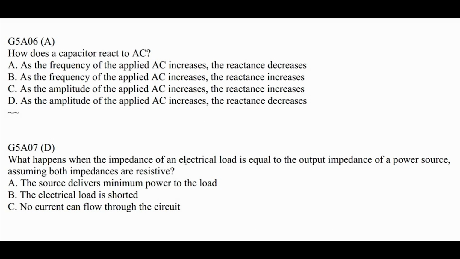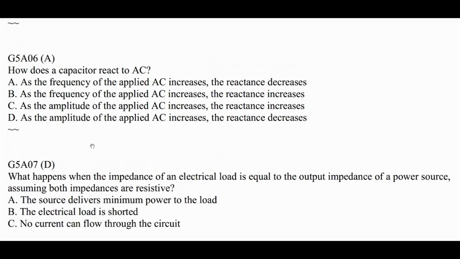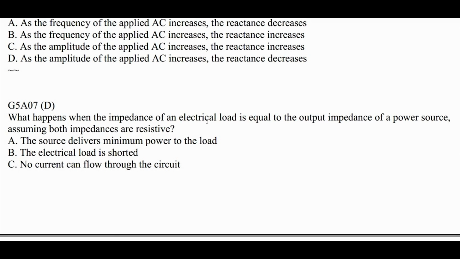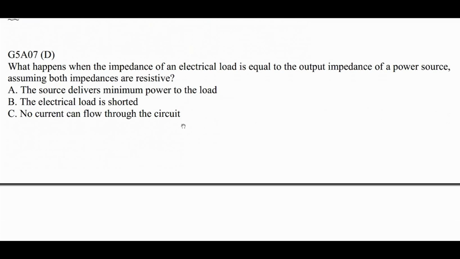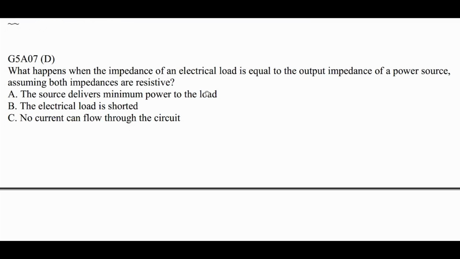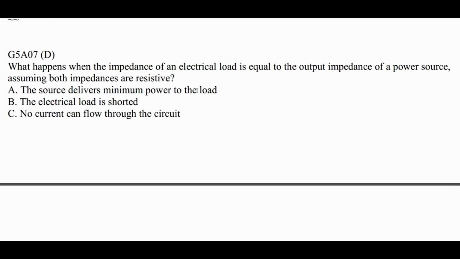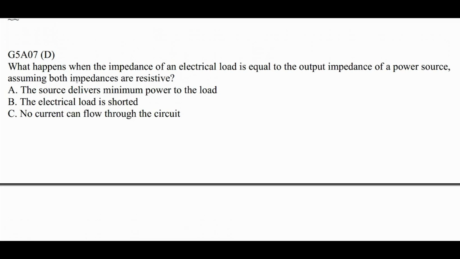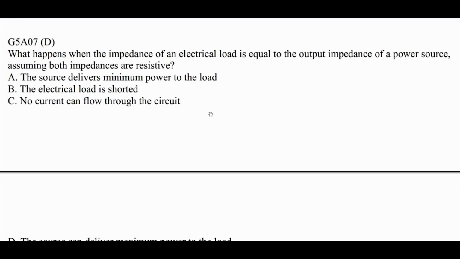G5A07. What happens when the impedance of an electrical load is equal to the output impedance of the power source, assuming both impedances are resistive? So we're talking about a situation where the output impedance of the power source is equal to the impedance of, could be an antenna. So the answer there is the source can deliver maximum power to the load. This is when things work the best, when it matches.